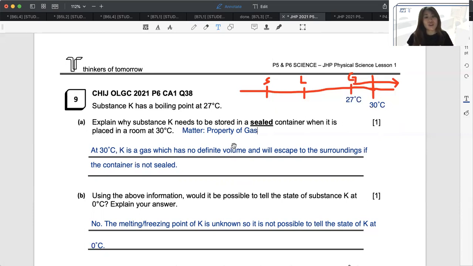If I tell you that the melting point is at 15 degrees Celsius, would I know which state it will be? Liquid? Yes, anything at 15 degrees Celsius and more than 15 degrees Celsius, right? So between 15 and 27. Of course, that is just an example for me to identify whether it will be a solid state or liquid state. So in this case, I do not know the melting or freezing point. That's why I will not know what state K will be at 0 degrees Celsius.